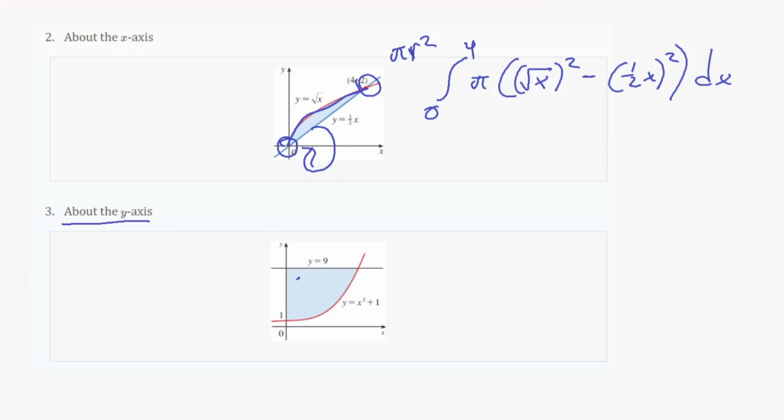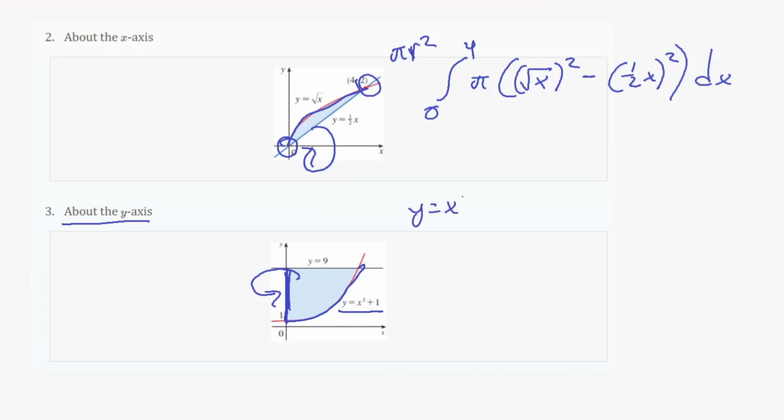So it's going to create a circle around the y-axis now. But again, we're going to use the same formula except everything's in terms of y. So first, our top equation is going to be this right here. Our bottom is going to be just this y-axis. So our top equation is x cubed plus 1. But let's find that in terms of y.